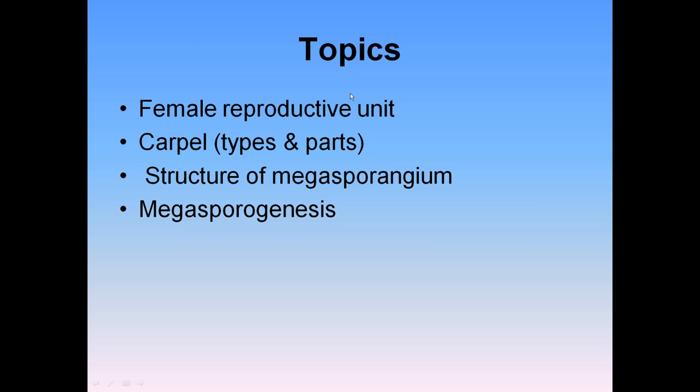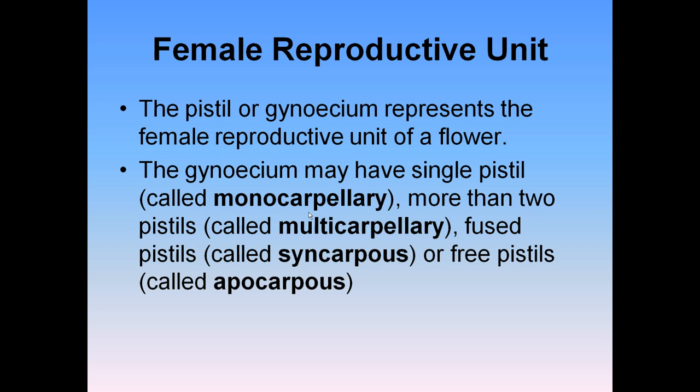Topics which have been covered in this tutorial are the female reproductive unit, carpel along with its types and parts, structure of megasporangium, and finally megasporogenesis. What is megasporogenesis? It is a process of formation of egg from the megaspore mother cell, right? First of all, we are going to discuss the female reproductive unit.